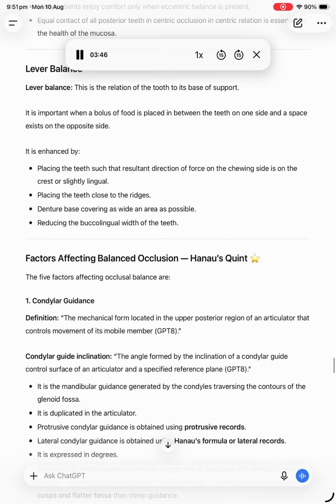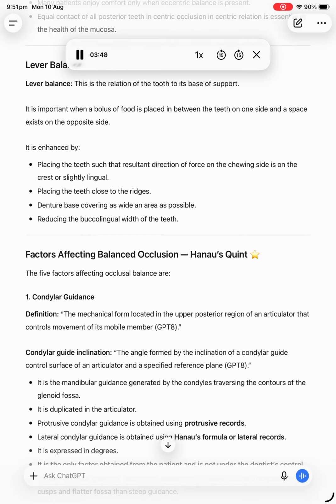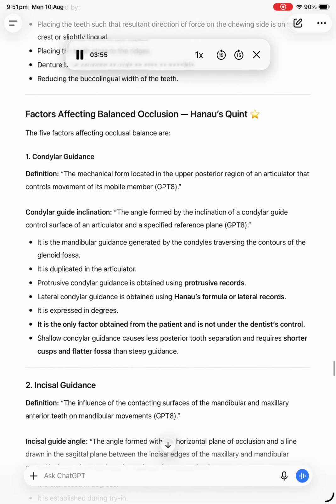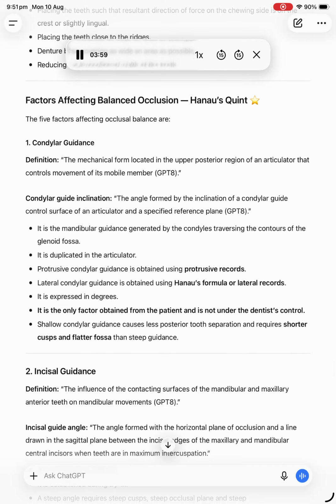Factors affecting balanced occlusion, Hanau's quint. The 5 factors affecting occlusal balance are: 1. Condylar guidance. Definition: the mechanical form located in the upper posterior region of an articulator that controls movement of its mobile member, GPT-8. Condylar guide inclination: the angle formed by the inclination of a condylar guide control surface of an articulator and a specified reference plane, GPT-8. It is the mandibular guidance generated by the condyles traversing the contours of the glenoid fossa.